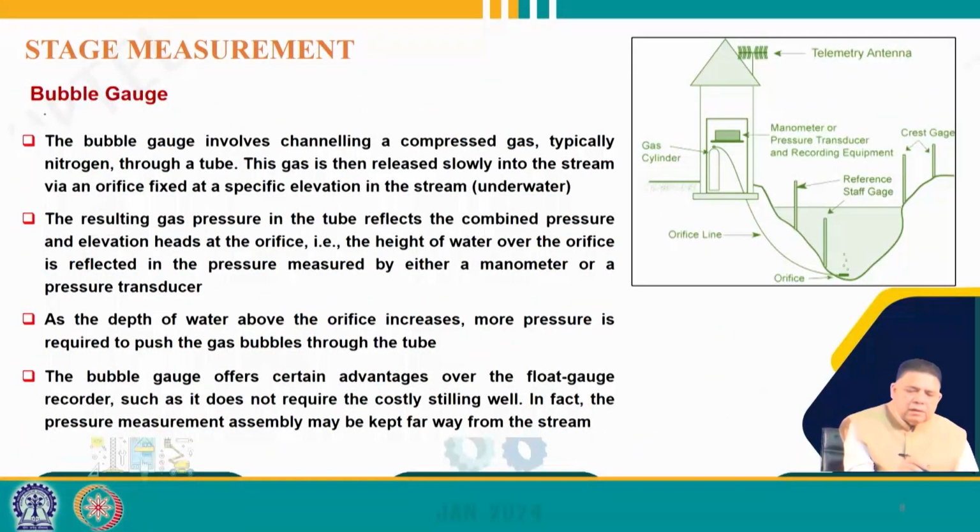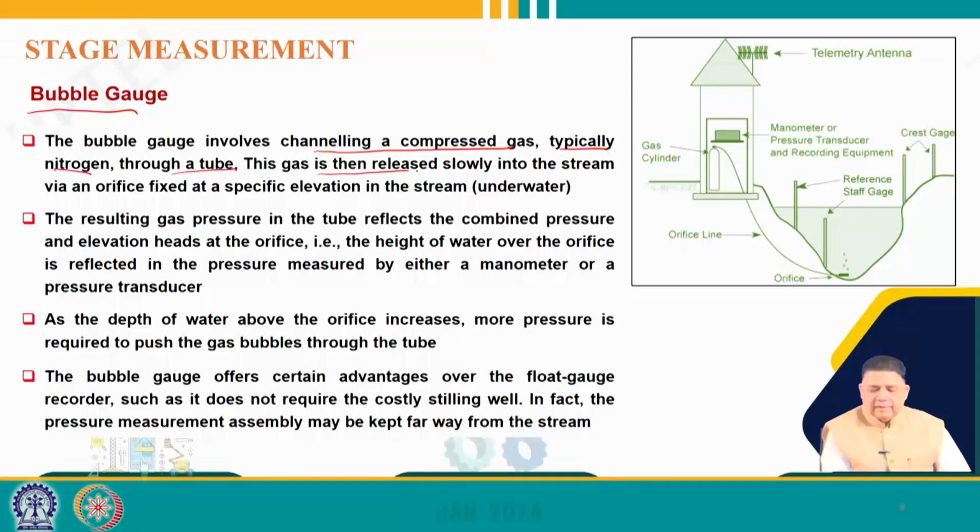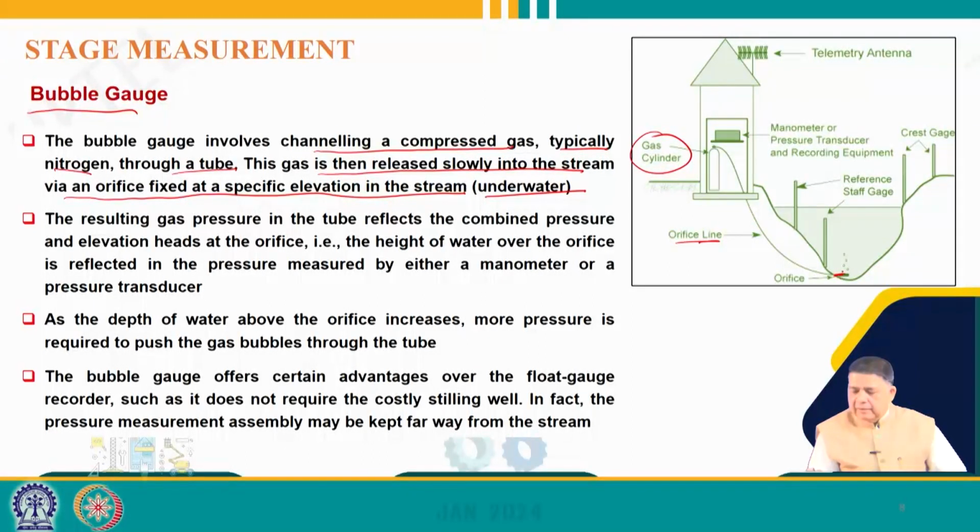The other automatic measurement is through a bubble gauge, which involves channeling a compressed gas, typically nitrogen, through a tube. This gas is then released slowly into the stream via an orifice fixed at a specific location in the stream underwater. So, as you can see here, this is a chamber and a gas cylinder here, and through a tube, this is the orifice line. This orifice is placed at the bottom under the water. So, this is the orifice, and then gas is released into the stream through this gas cylinder.